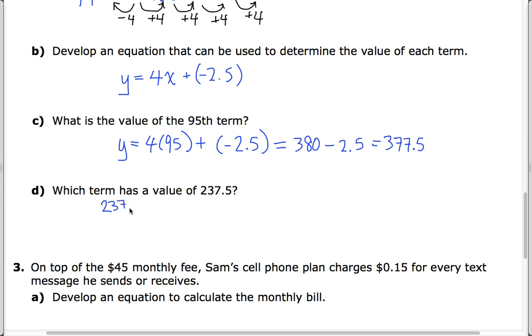We could also answer questions such as this: which term has a value of 237.5? So this time it's the y value that's given to us, which is 237.5, and we need to figure out what is the x that works in this case.